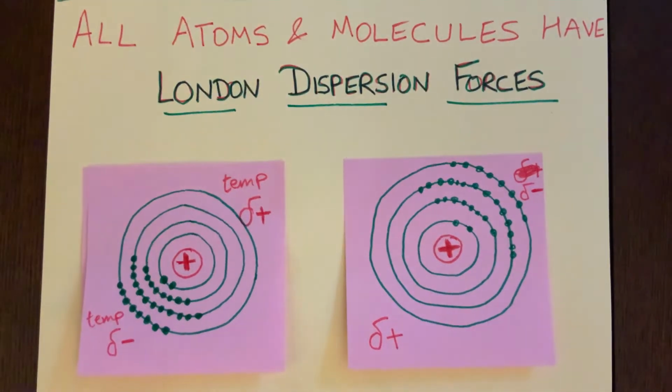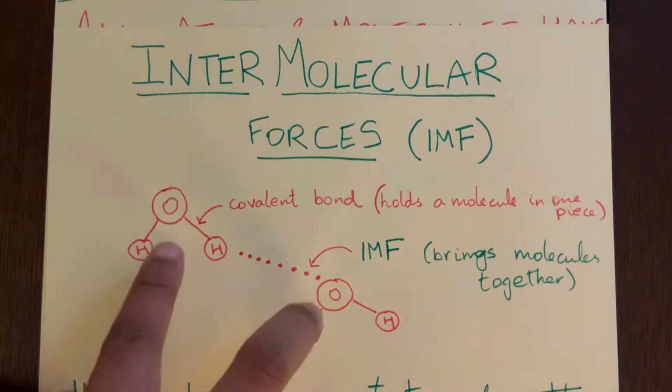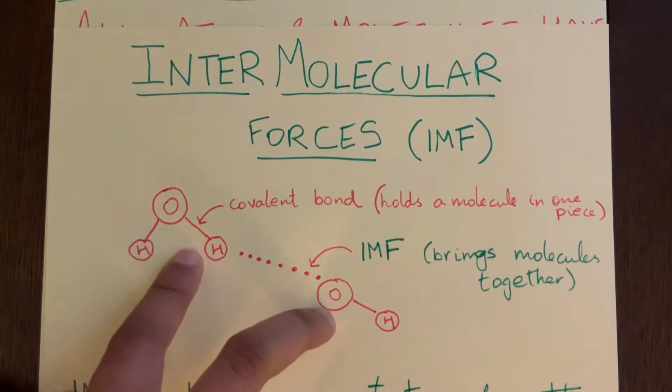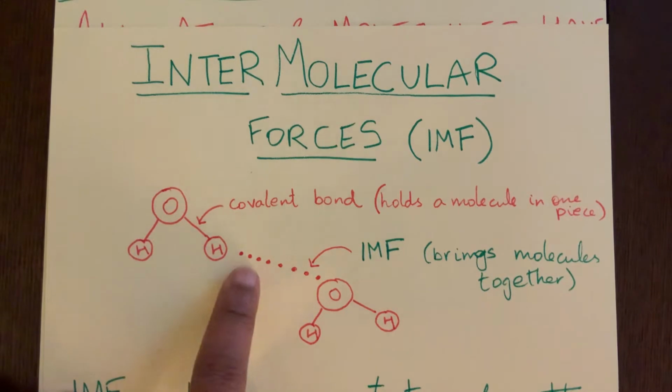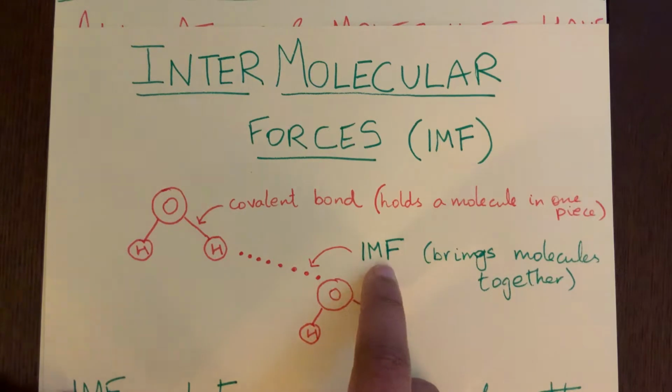In the previous video, we started talking about London dispersion forces as a form of intermolecular force. So a quick reminder: intermolecular forces are what keep molecules together, and that's what helps form liquids and solids. If we didn't have intermolecular forces, we would have no liquids or solids, since we need something to stick the molecules together, something like a glue between them. Those are what we call IMFs.